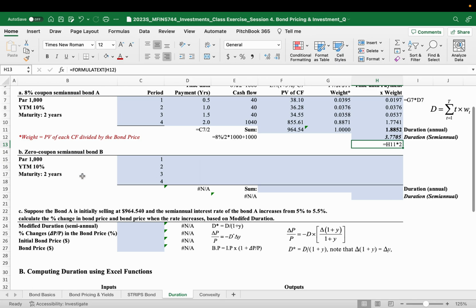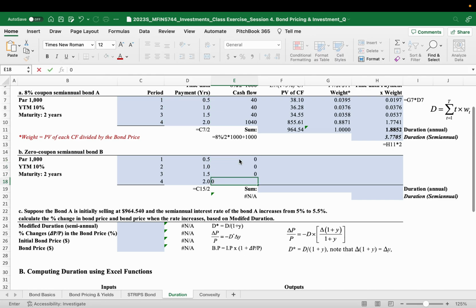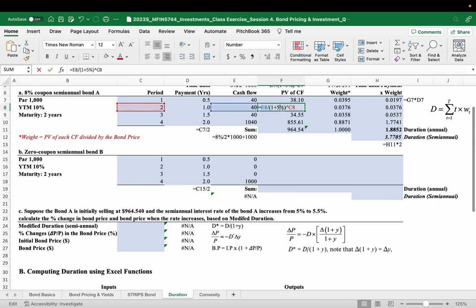What is the zero coupon semi-annual bond? Zero coupon semi-annual bond, you can just use the same process. A zero coupon bond doesn't pay any coupon, but in the last year, only one cash flow, which is the par value. So I'm not sure if we can use this formula.